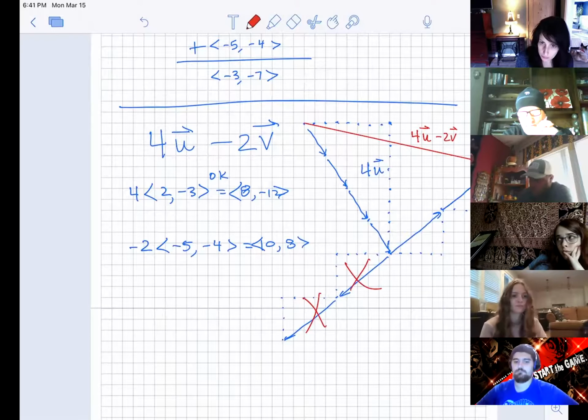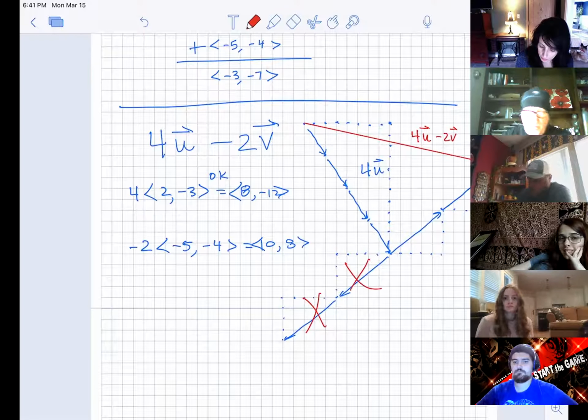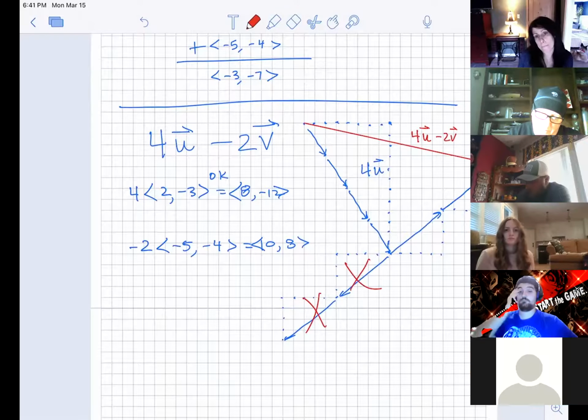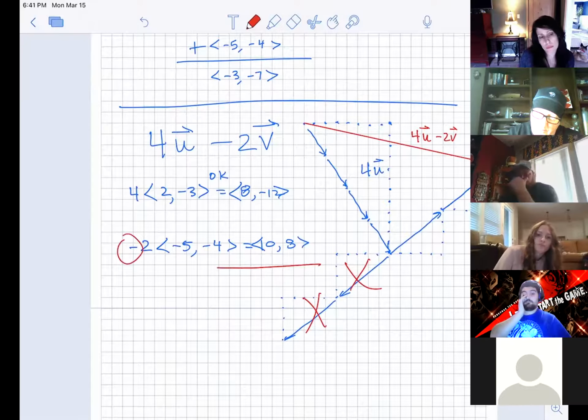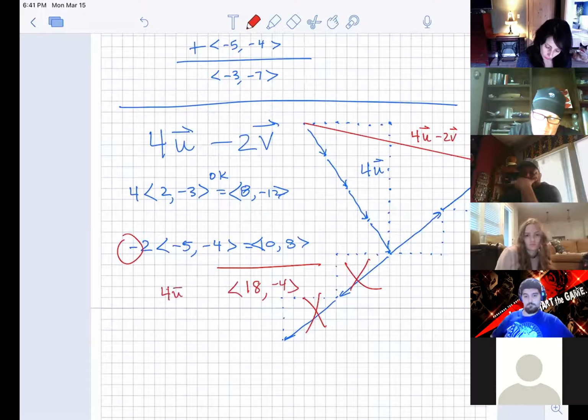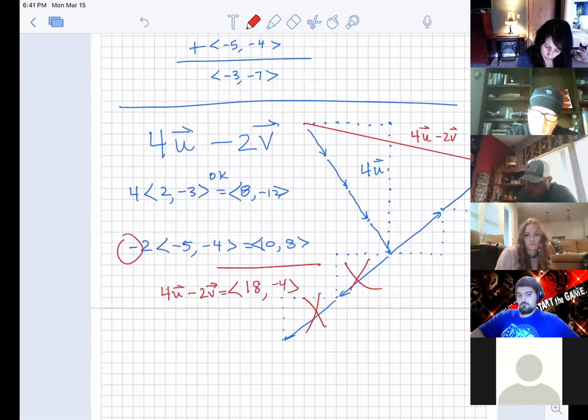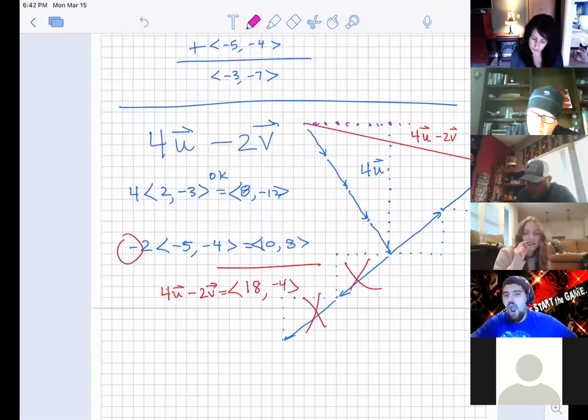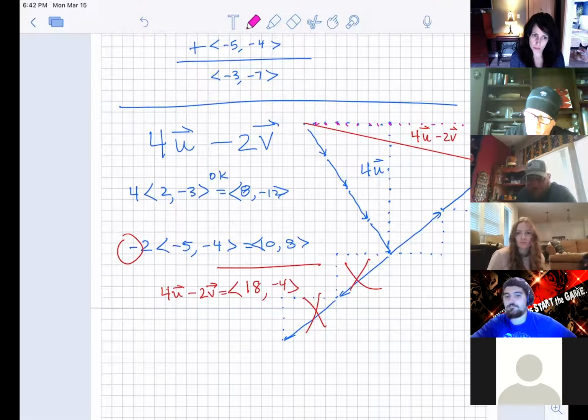Notice I can just count it. Actually, let's check it first. So I multiplied by negative 2. If I add these together, 8 and 10, this is now 18. And negative 12 and 8 is negative 4. So there's 4u minus 2v mathematically. Well, did that work out over here? 1, 2, 3, up to 18. Bam. Down 4. 1, 2, 3. Right on.